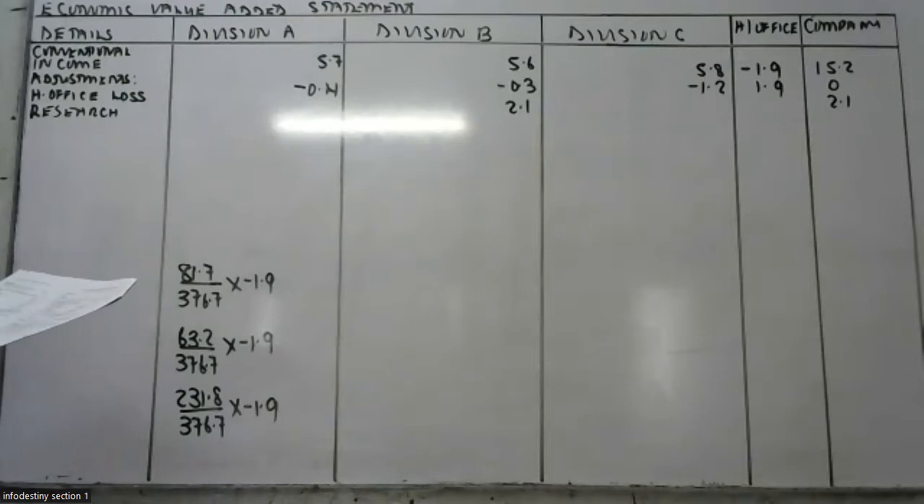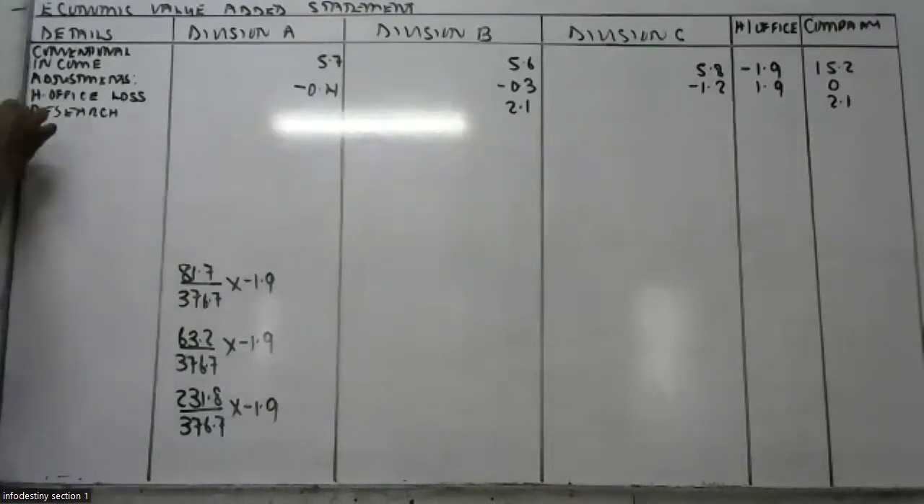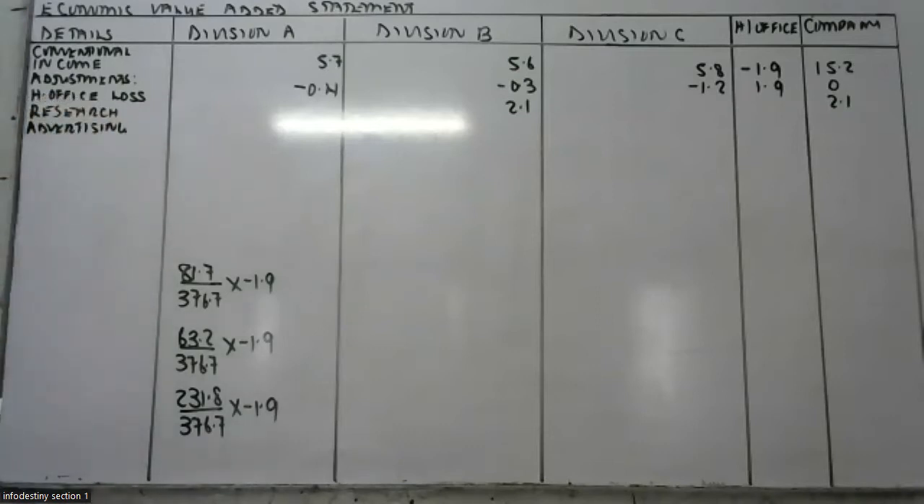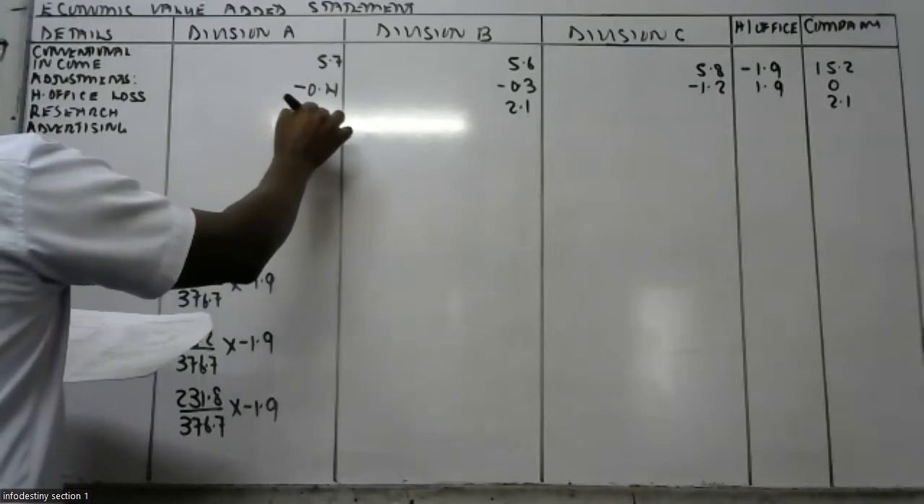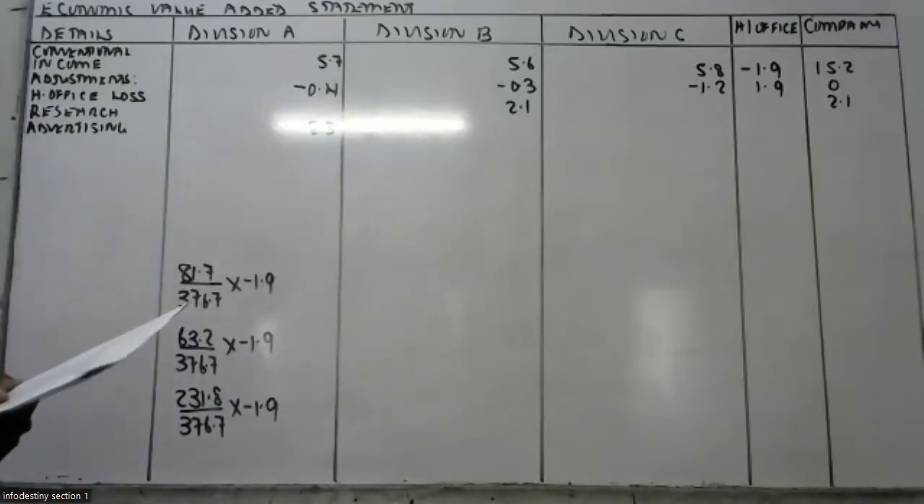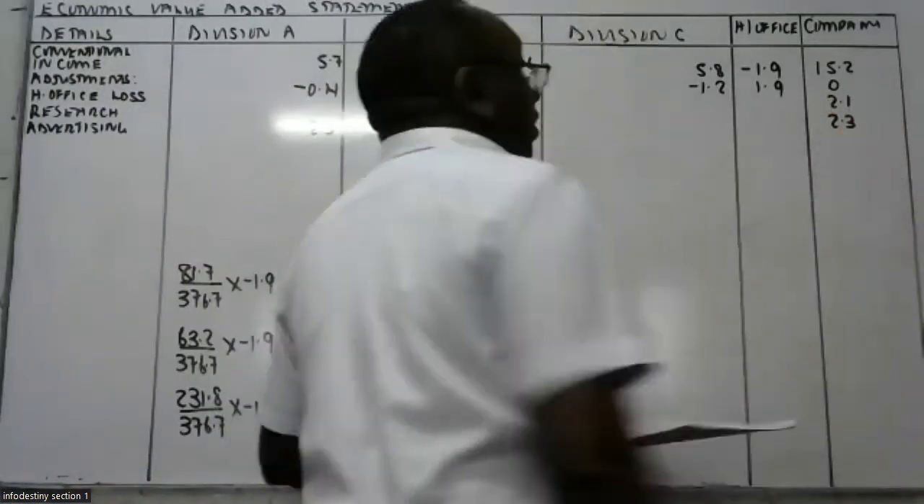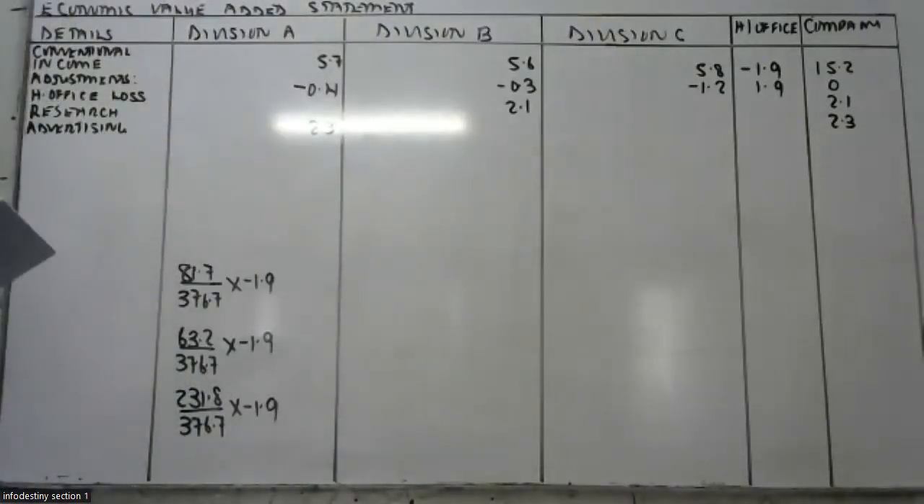The next item that has been mentioned is advertising. In advertising, the amount is 2.3. If you look at the bullet there, you can see that it belongs to division A. So where there is A, I put 2.3, and then in the company here, I put 2.3.